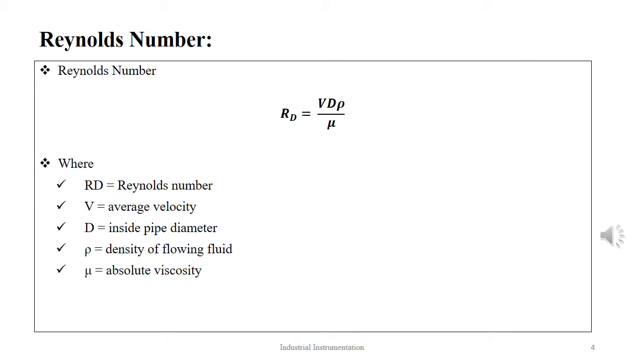The Reynolds number is the ratio of inertial forces to viscous forces of fluid within a pipe and is used to determine whether a flow will be laminar or turbulent. Numerically, Rd is equal to V d rho by mu, where Rd is the Reynolds number, V is the average velocity, D the inner pipe diameter, rho representing density, and mu the absolute viscosity.